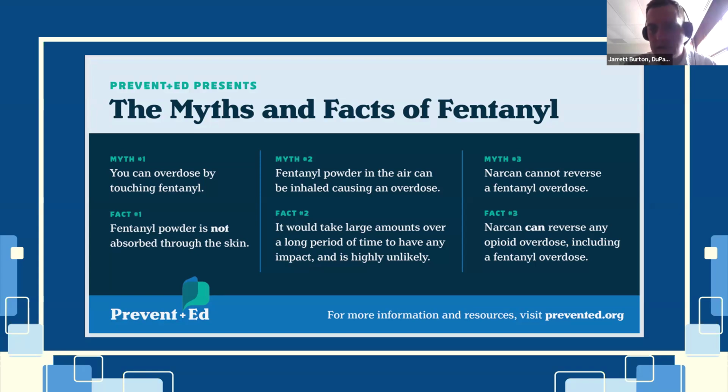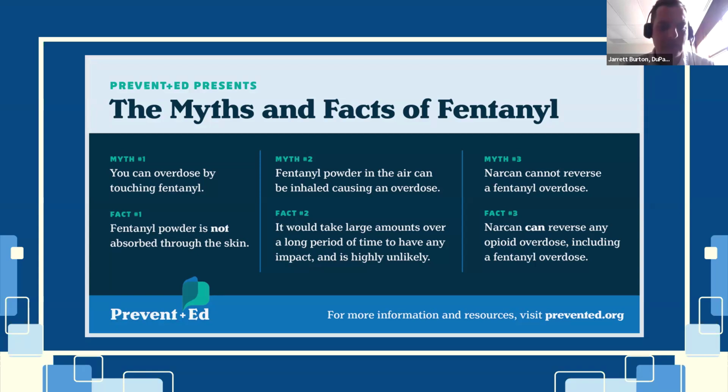And myth number three, Narcan cannot reverse a fentanyl overdose. Narcan can reverse any opioid overdose, including fentanyl and including other synthetics that are like analogs of fentanyl. These newer things that are created in labs. As long as it behaves and acts like an opioid, Narcan can touch a lot of it. So important to bust these myths.